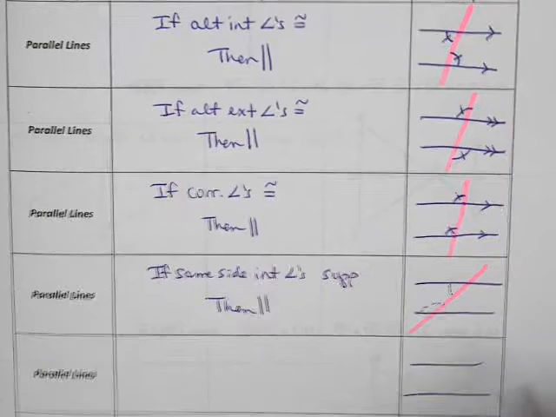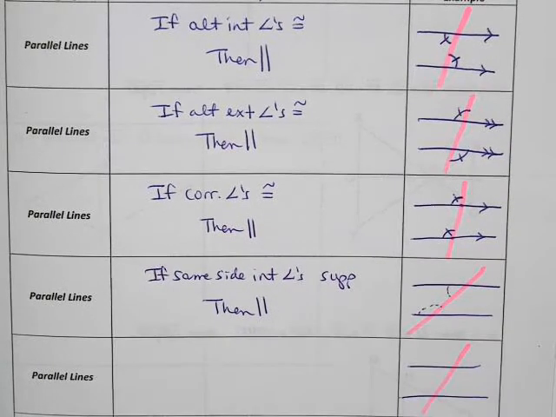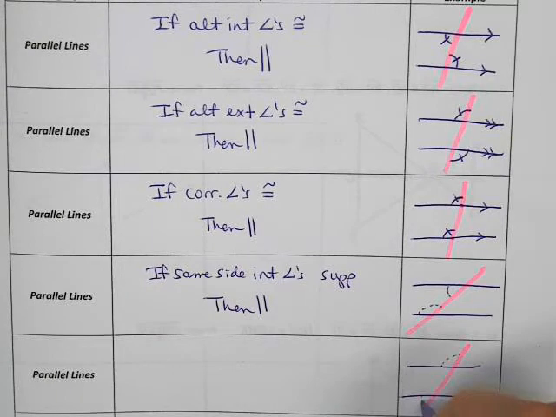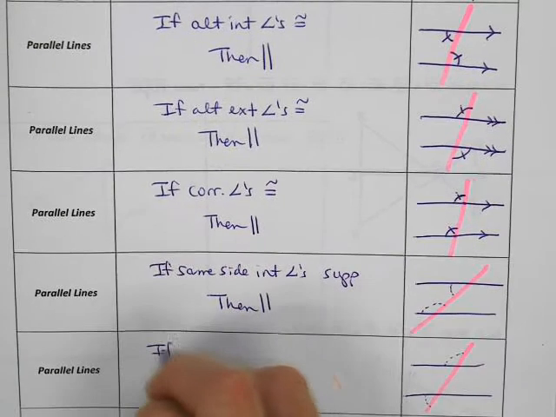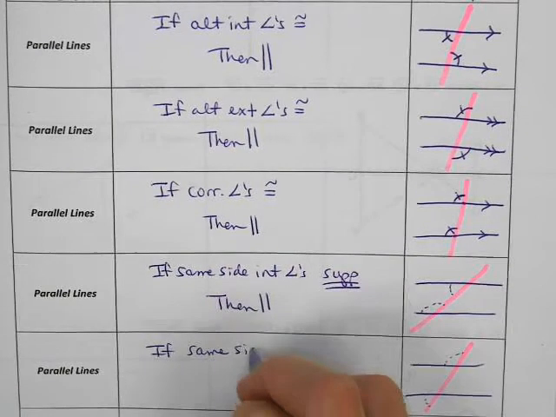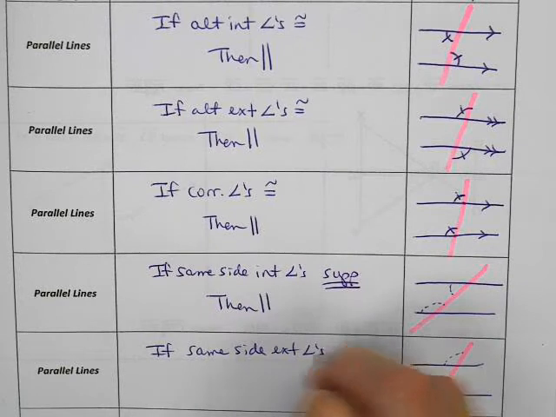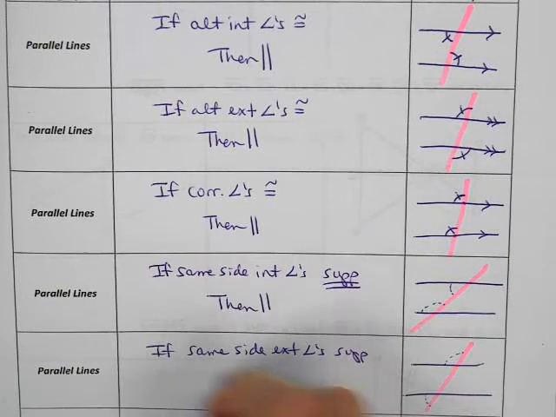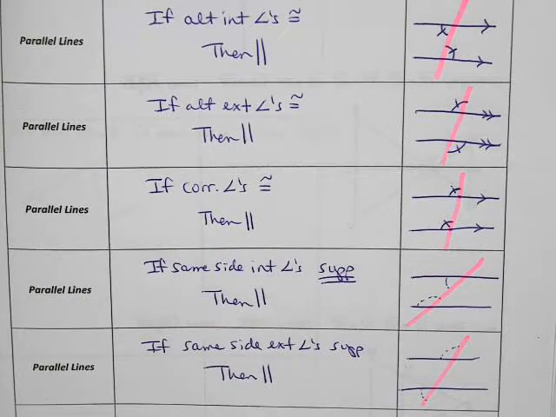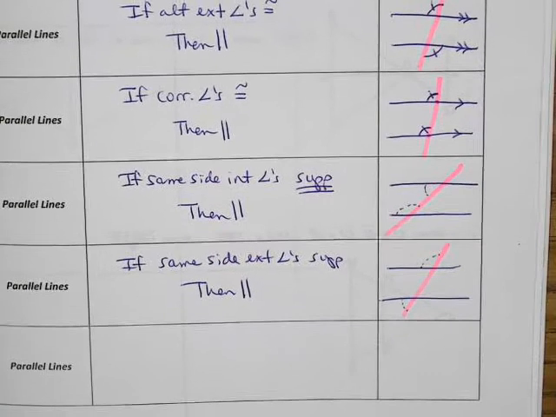And similarly, we can do that for exterior, right? Same side exterior, which would be this angle and this angle. If same side exterior angles are supplementary, then the lines are parallel. All right, and you might say, well, why do we have an extra box? Because we've already used up the five types we had.